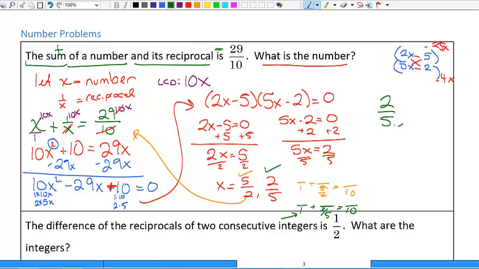And 2/5 and 5/2 do add up to 29/10. Well, what if 5/2 was my number? Then the reciprocal would be 2/5, and it still adds up to the right number. So if you're asking which number it is, it could be either one of these numbers, because the reciprocal is just the other number, and they truly do add up to 29/10. So either one of these numbers satisfies this statement.